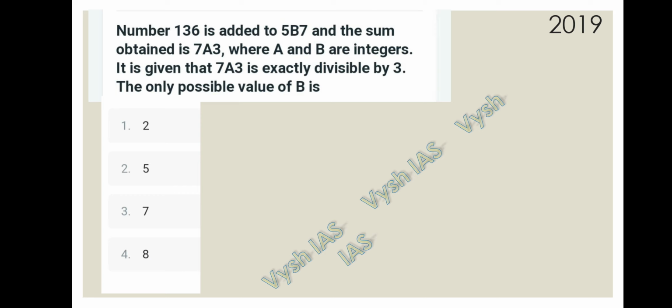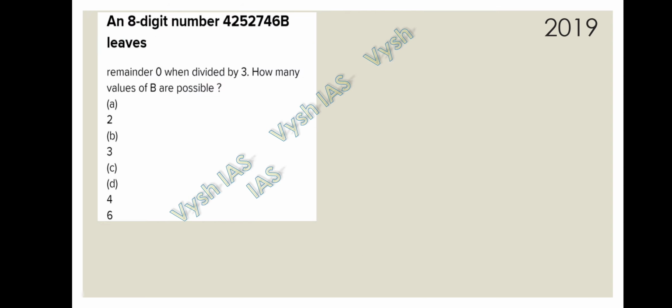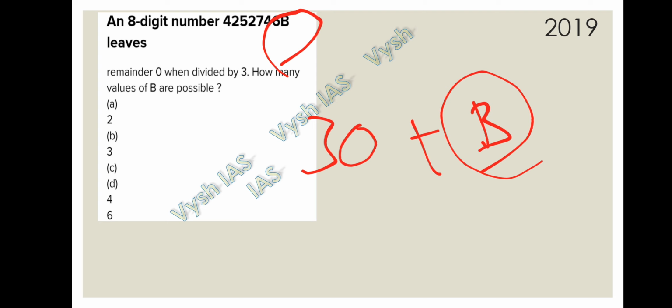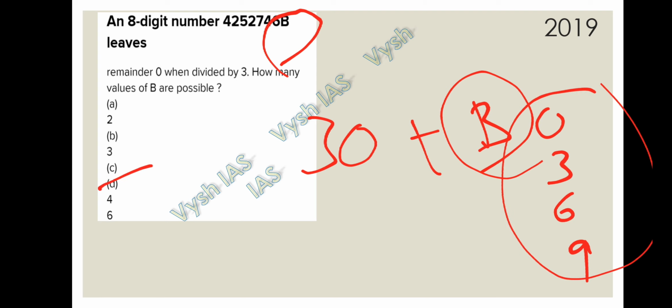The number 136 is added to 5b7 and the sum obtained is 783. Where a and b are integers, it is given that 783 is exactly divisible by 3. The only possible value of b is? We have to know the exact possible value of b. In the above question, I told you 3 values are possible, but 4 values can also be possible because b also can be 0. So 0, 3, 6, 9 can be possible in the place of b. So 4 can be the answer, not 3.